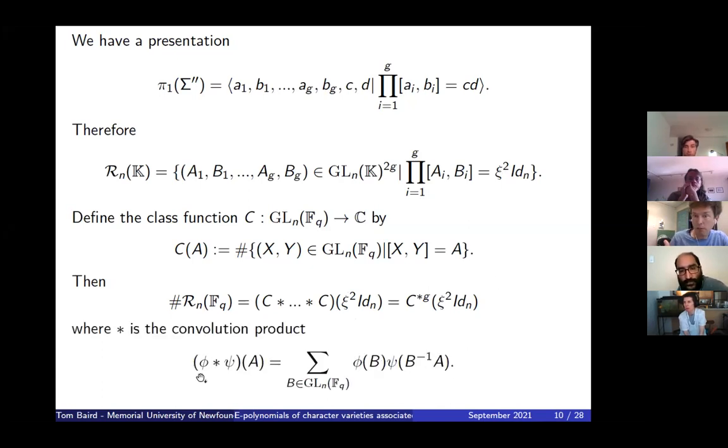So the convolution product, if you haven't seen this before, is defined in the following way. If I have two complex valued functions phi and psi defined on my finite group, then the convolution product is obtained by taking a sum over elements B of the group, evaluating phi at B and psi at B inverse A, and multiplying together. This is like the convolution product you can see in functional analysis, but this makes sense for class functions on a finite group.